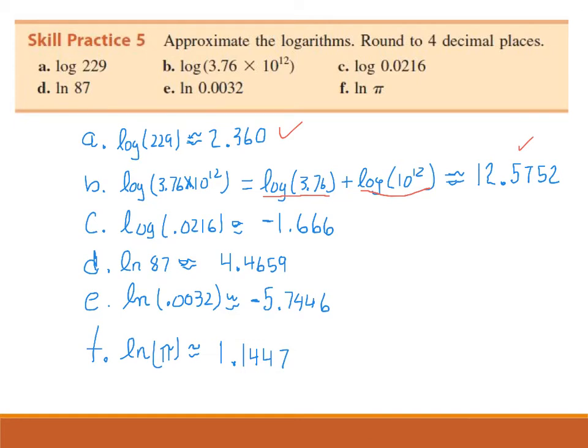12.5752. The log of 0.0216 is a negative 1.666. The natural log of 87 is 4.4659. The natural log of 0.0032 is a negative 5.7446. And finally, the natural log of pi is 1.1447.